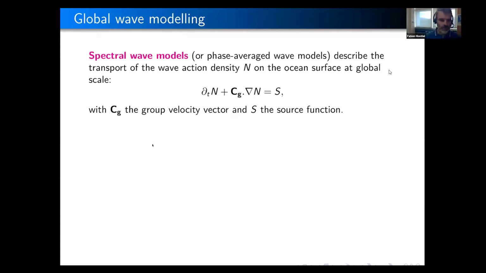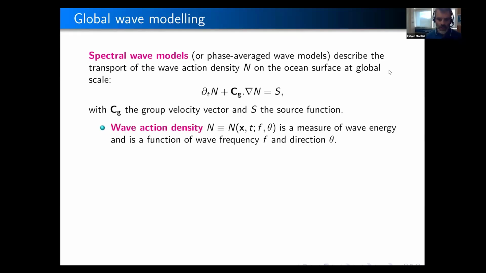CG represents the group velocity. So that's the speed at which waves travel, essentially. And then on the right-hand side here, you have S, which is the source function. So if it's 0, then it's just a transport which preserves the spectrum. And if it's not 0, then you have other things happening.